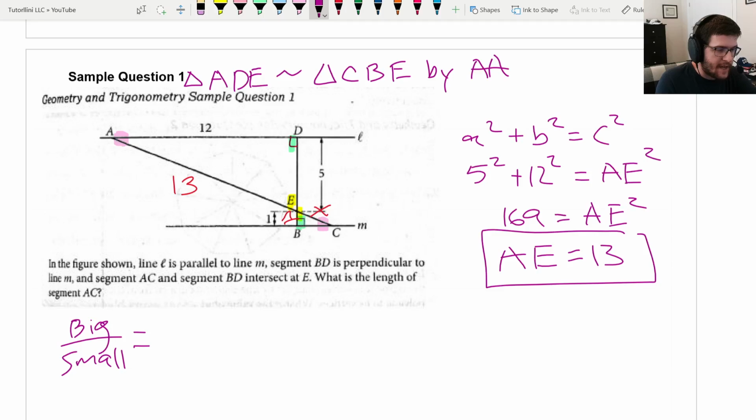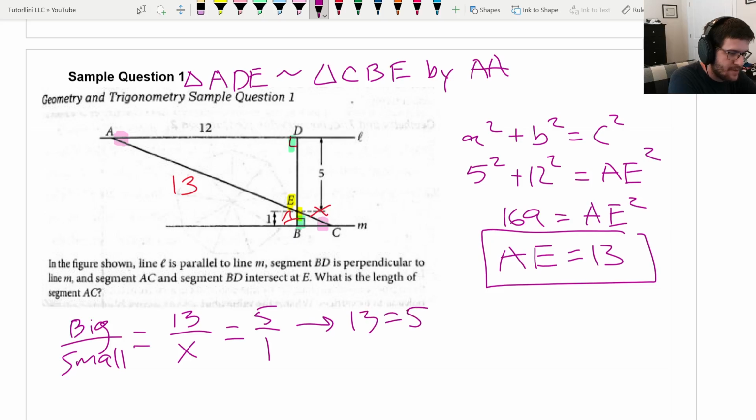So we know we've got to find X. So let's do the corresponding big side, yellow to purple, is 13. And the corresponding small side for that pair is X. Now let's do a set of sides where we have both sides. So the two that we have for both of them is this 5. See how that's green, yellow? And then this 1 is also green, yellow. So those two kind of go together. So big over small would be 5 over 1. If we cross multiply, we get 13 equals 5x. And dividing both sides by 5, we get x equals 13 over 5.